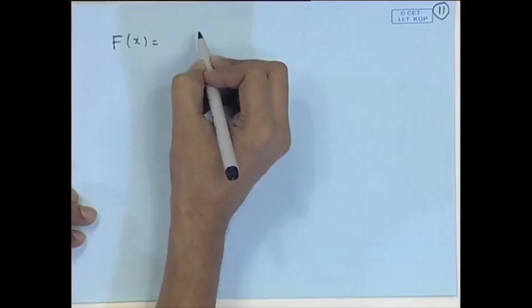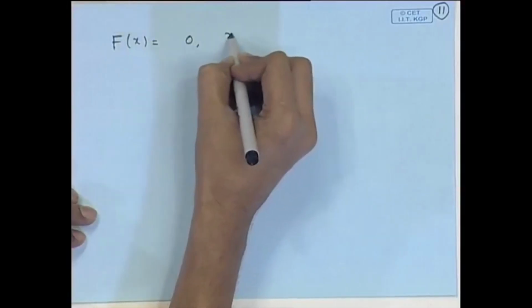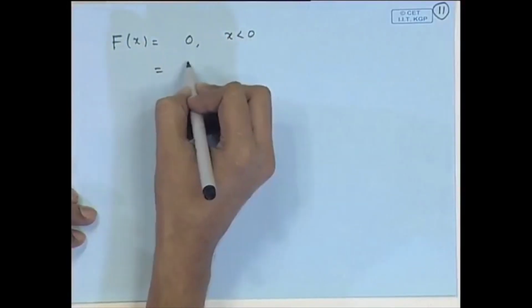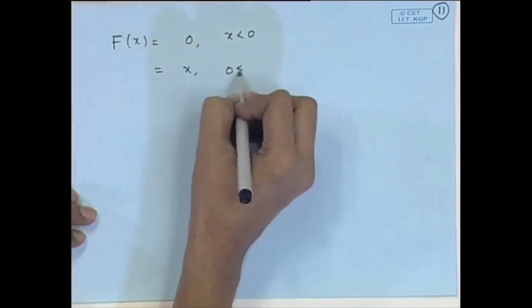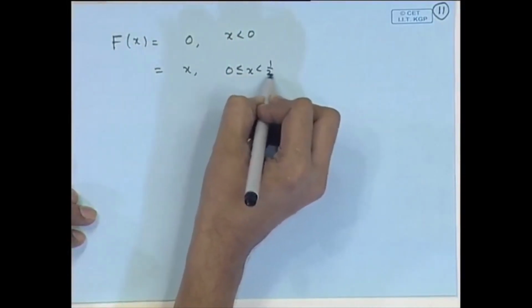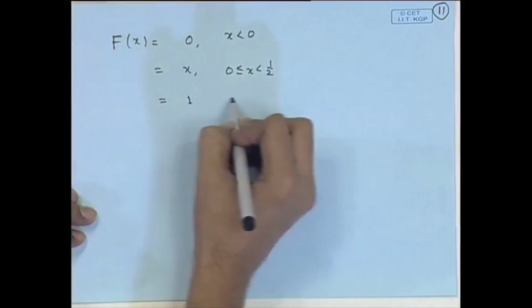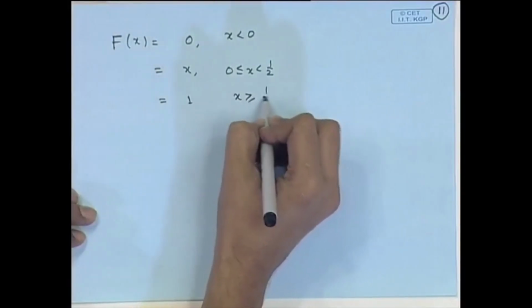Let us take some problem. Say f(x) is equal to 0 for x less than 0, it is equal to x for 0 less than or equal to x less than half, it is equal to 1 if x is greater than or equal to half.